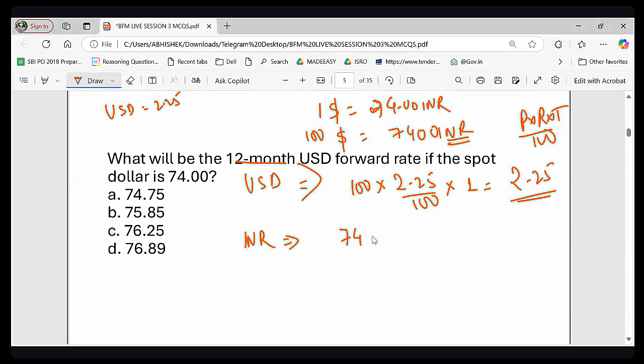It will be just 7400 multiplied by 6.25 upon 100 into 1. So this will give you 462.5, right? So this is interest for INR.